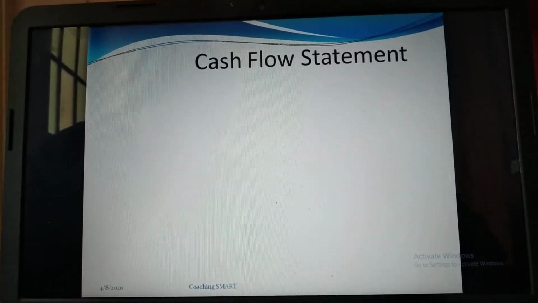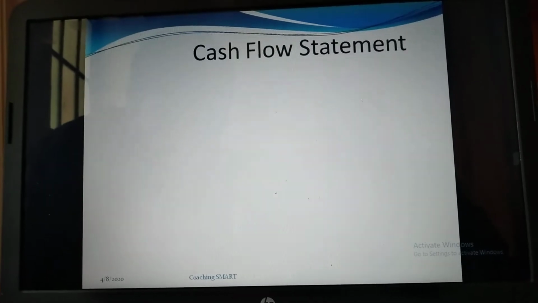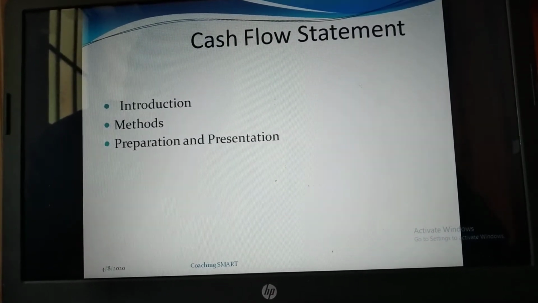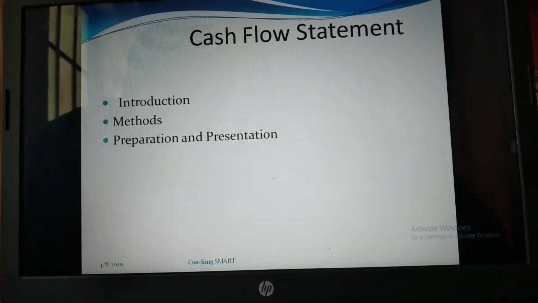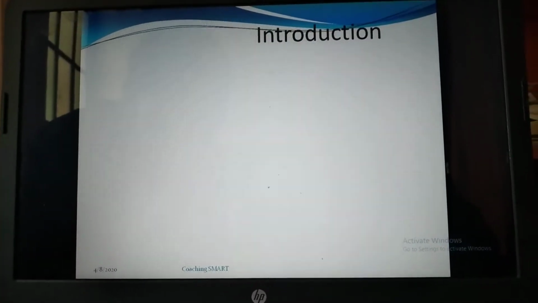Today we are working on cash flow statement. Now, in cash flow statement, we'll cover 1, introduction; 2, methods; 3, preparation and presentation of cash flow statement. We start with introduction.